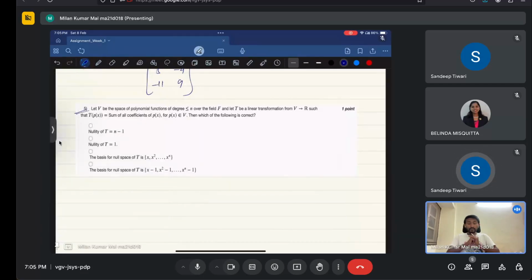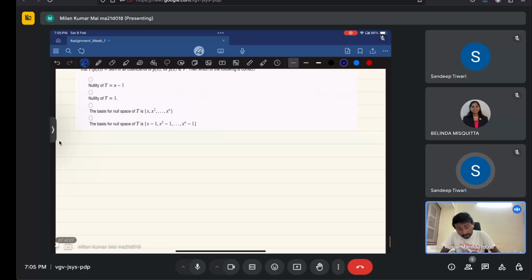So what we said, let V be the vector space of polynomial functions of degree less than or equal to n. Therefore, the vector space will have dimension n plus 1, over the field F, and let T be the linear transformation from V to R, given by T of p(x) equals the sum of all coefficients of p(x), where p(x) belongs to V. Then which of the following is correct?